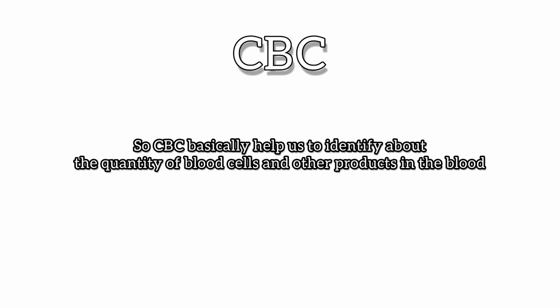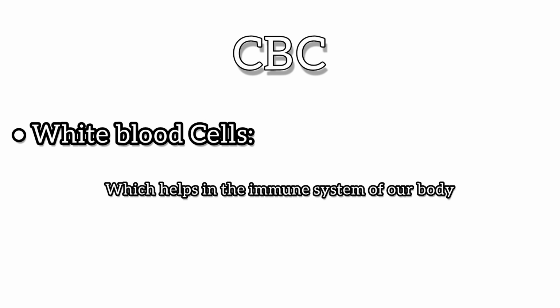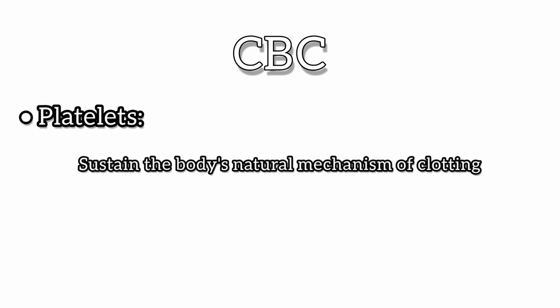Now the question is, what can be shown in CBC? So CBC basically helps us to identify the quantity of blood cells and other products in the blood. For example, red blood cells, which play a role in the transportation of oxygen, and white blood cells, which help in the immune system of our body, which are further divided into granulocytes and agranulocytes. Granulocytes include neutrophils, basophils, and eosinophils, and agranulocytes are monocytes and lymphocytes. Platelets, which sustain the body's natural mechanism of clotting.